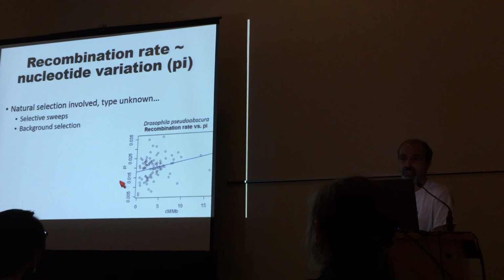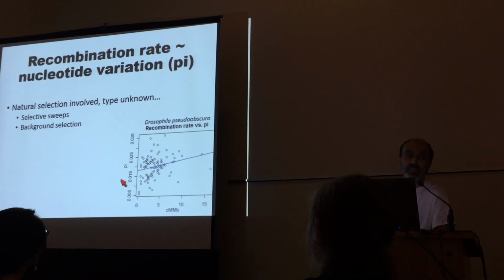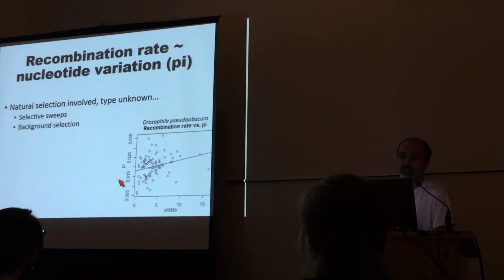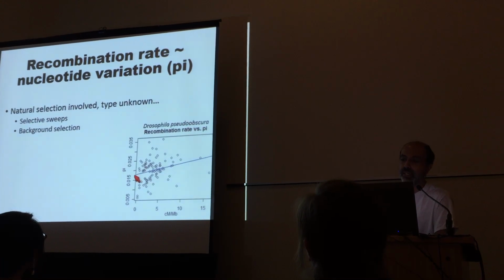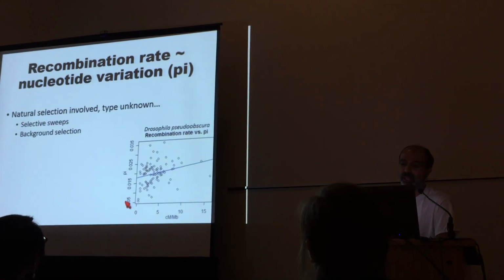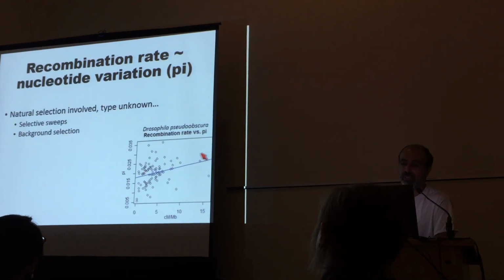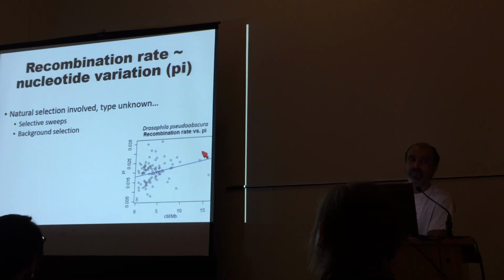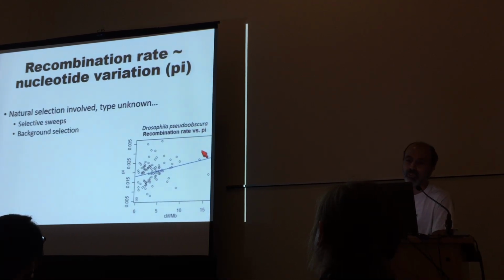For over 20 years, we've also known that recombination rate tends to correlate with the abundance of nucleotide variation, often as measured using pi. This is some data from our lab from Drosophila pseudoobscura, where the x-axis is recombination rate and the y-axis is variability. You see this positive association. Specifically, low recombination rate seems to be associated with reduced diversity.